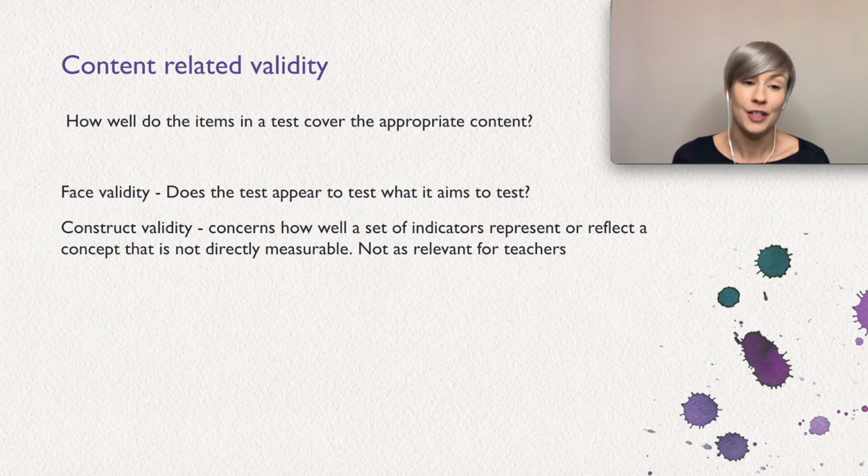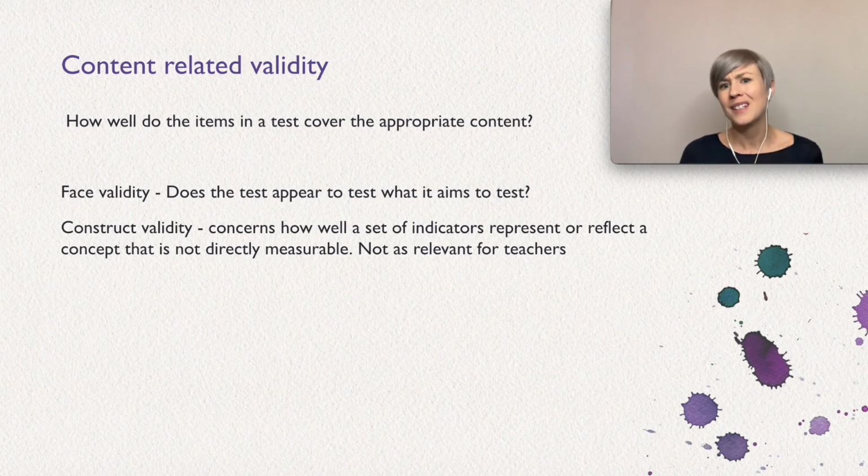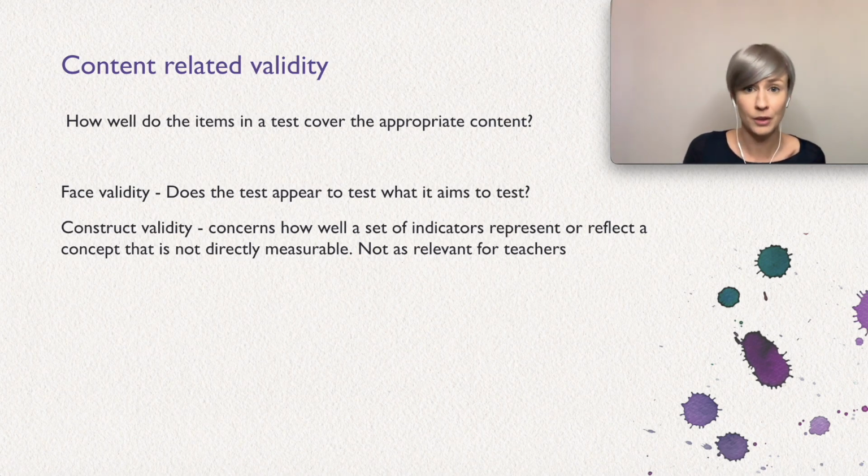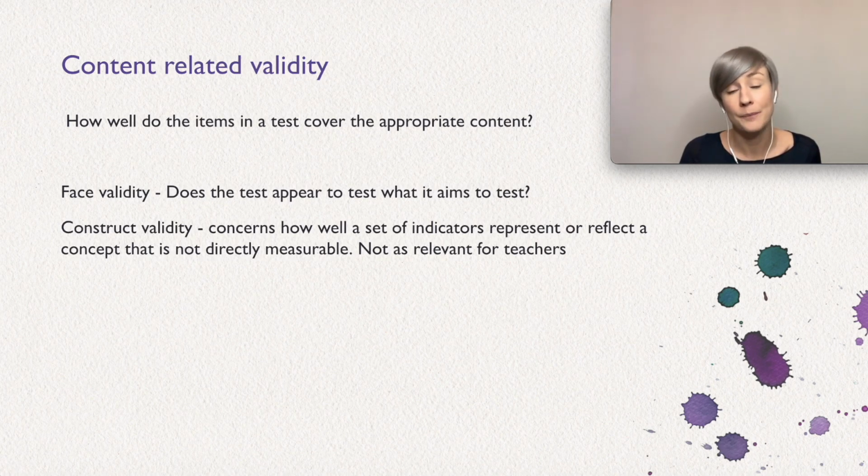Then we have construct validity, and that concerns how well a set of indicators represent or reflect a concept that is not directly measurable. So this is actually more of a concern in, for example, psychologically focused tests. So it's more relevant for things like measuring motivation, readiness to move on, mental ability, attitudes, and so on, that are not clearly measurable in the same way. And that is usually not as relevant for teachers. So usually for teachers, when talking about validity, you're talking about face validity.